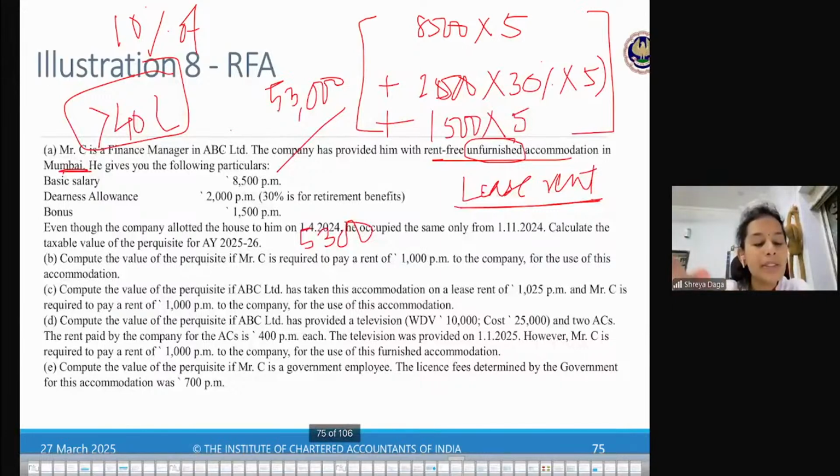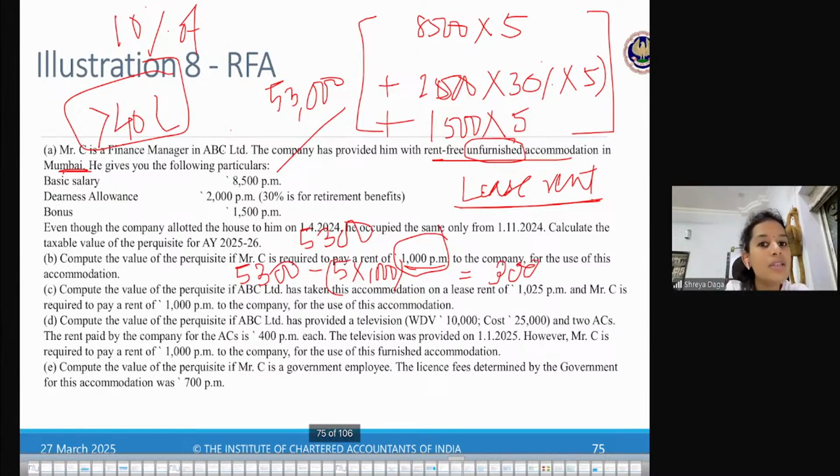Okay. Now the second part is part B. Calculate the value of perquisite if Mr. C is required to pay a rent of 1,000 per month to the company. This means this is a case of concessional accommodation. That means it is not completely rent free. The employee has to pay back 1,000 per month. If the employee has to pay back 1,000 per month, then what are we going to do? We will simply reduce the amount he has paid back, which is 1,000 into 5, from the value that we have determined in A above to determine the value of B.